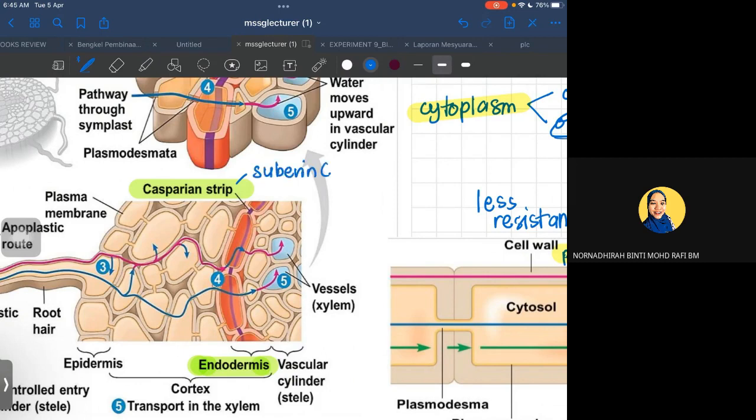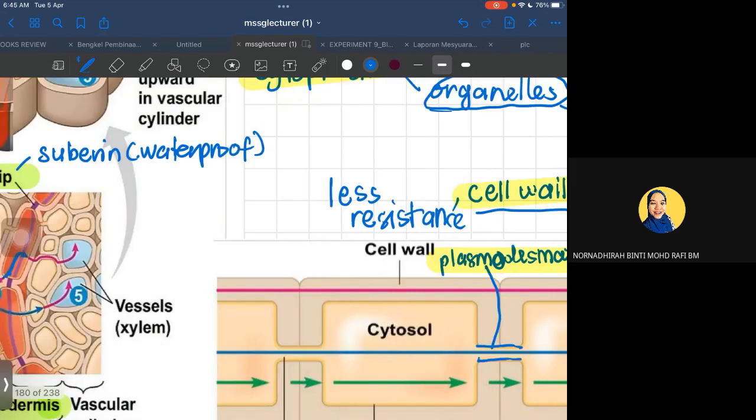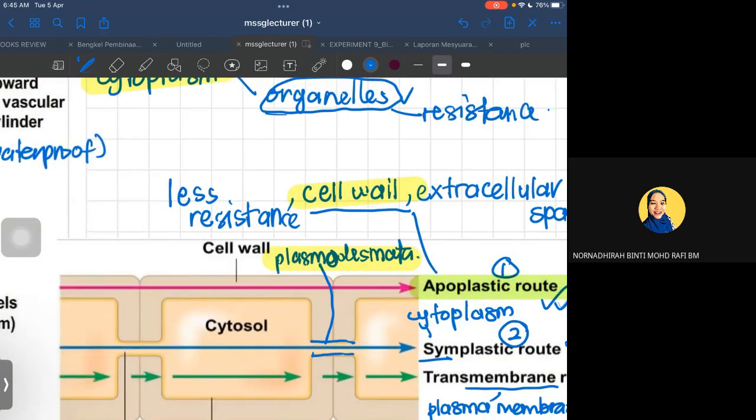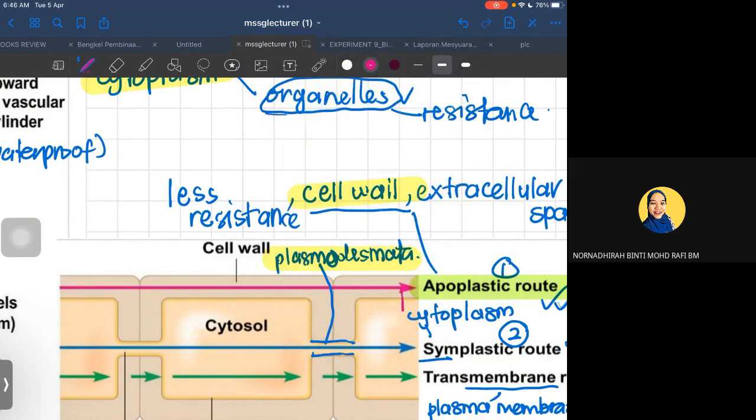So suberin is the molecule which is waterproof. Waterproof meaning that it prevents the movement of water. Dia kalis air. So apa yang berlaku adalah air tak boleh lalu. Okay, awak boleh nampak kat sini dia terhalang, air tak boleh lalu melalui suberin ni, Casparian strip. So apa yang berlaku adalah they will change the route, meaning that dia akan change ke mana? From apoplas into symplas. So dia akan tukarkan kedudukan movement of water. So daripada apoplas dia akan masuk ke dalam symplastic pathway. Ini adalah suberin. So dia akan change the route.